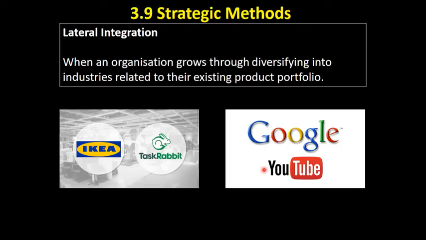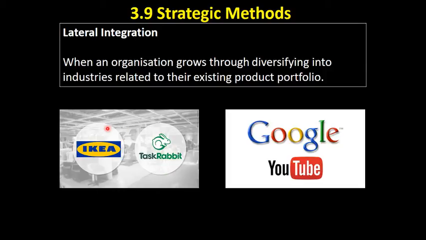Another type of integration, it's not actually on the specification, but it's maybe useful for you to know about, is lateral integration. So it's when an organisation grows through diversifying into industries related to their existing product portfolio, but not exactly the same. So it's not horizontal integration, and it's not quite conglomerate integration, and they're not in the same supply chain. This would be lateral integration.